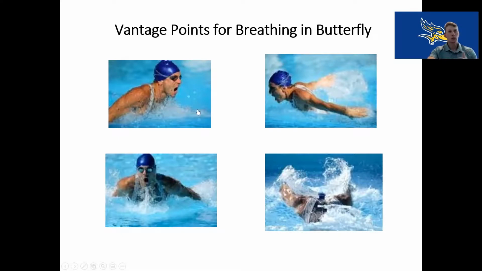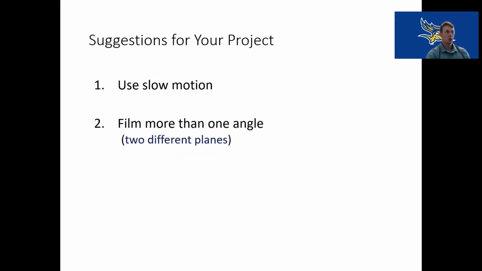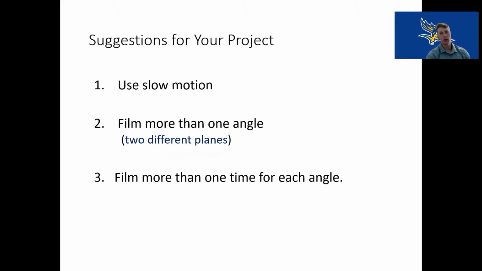So find vantage points where you can get clear visuals of each component. Play around with it, try different angles. The vantage point where you can see the most critical elements within one view is the best vantage point, and we need to find 2 at a minimum for this project. I do suggest that you use slow motion if you can. It makes it much easier to analyze those critical elements. Use 2 different planes of view, so 2 different vantage points, and film more than one time for each angle. So multiple films, don't just have them do it once.